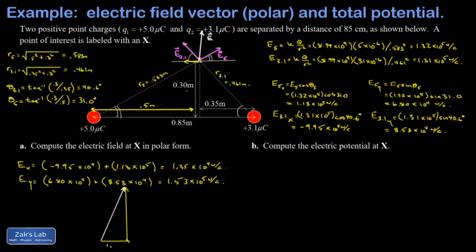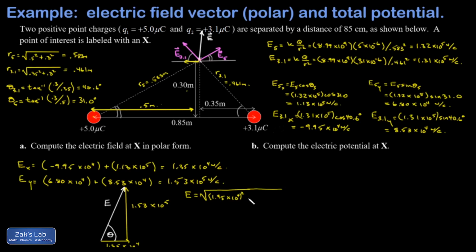That's 1.35 times 10 to the 4th. My y component, 1.53 times 10 to the 5th. And what I'm going for here is the magnitude E in the direction given by this angle theta. So E is given by the Pythagorean theorem.